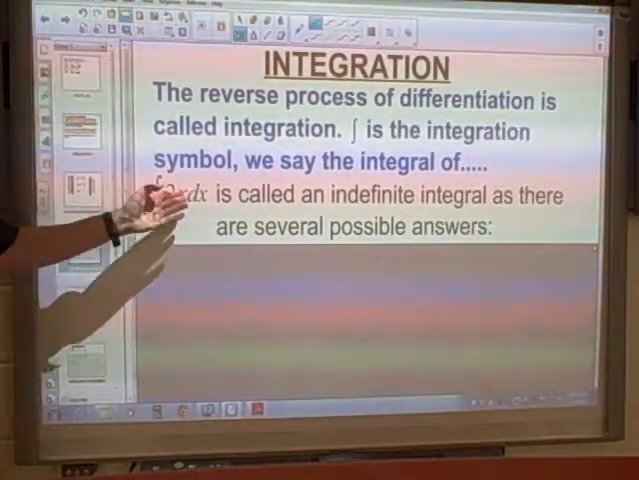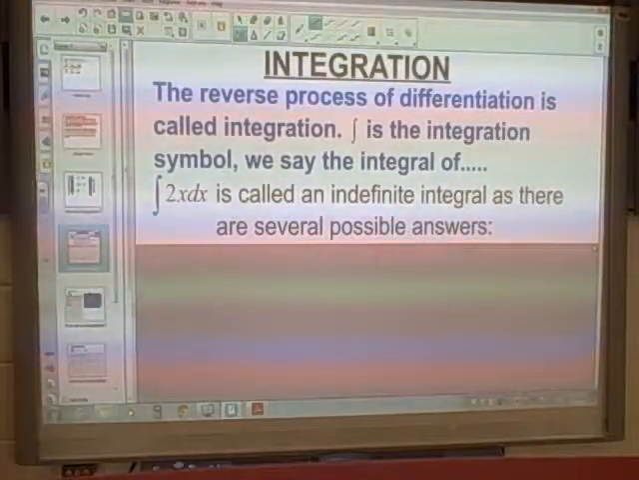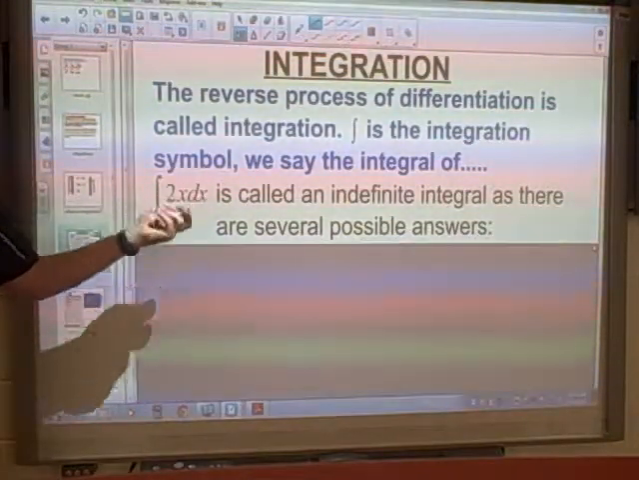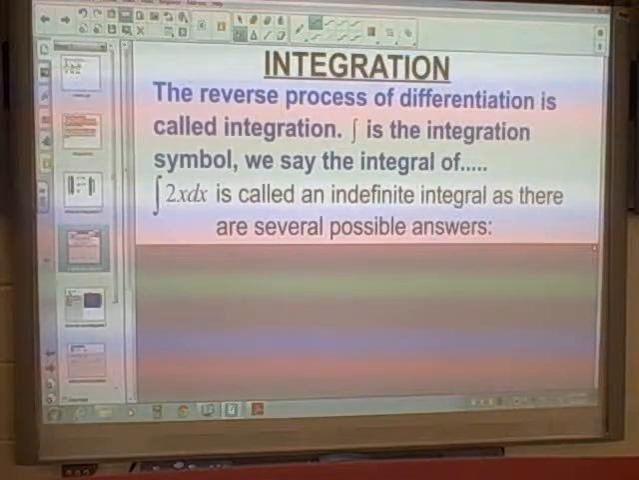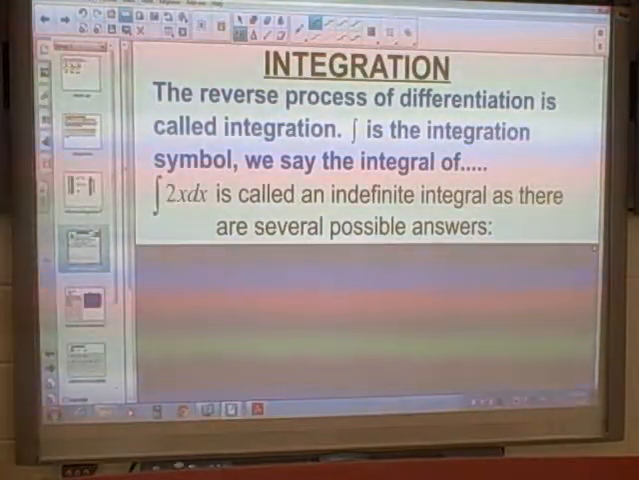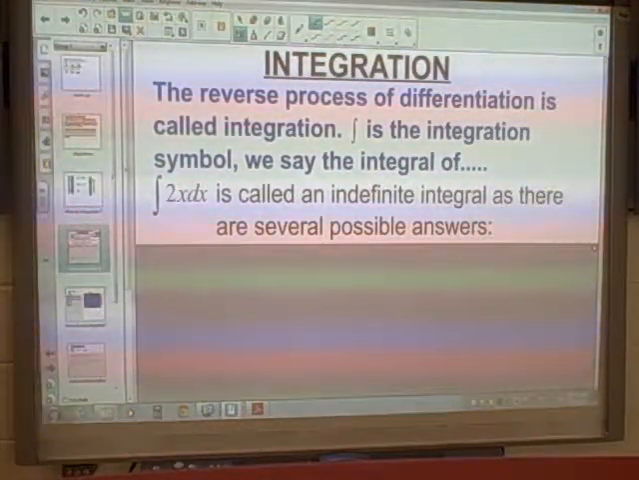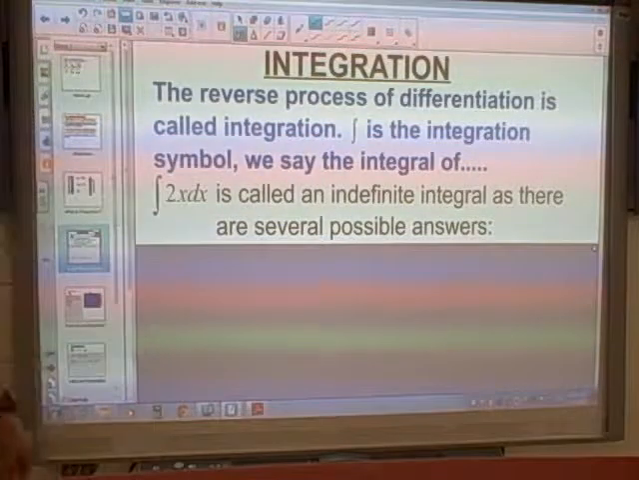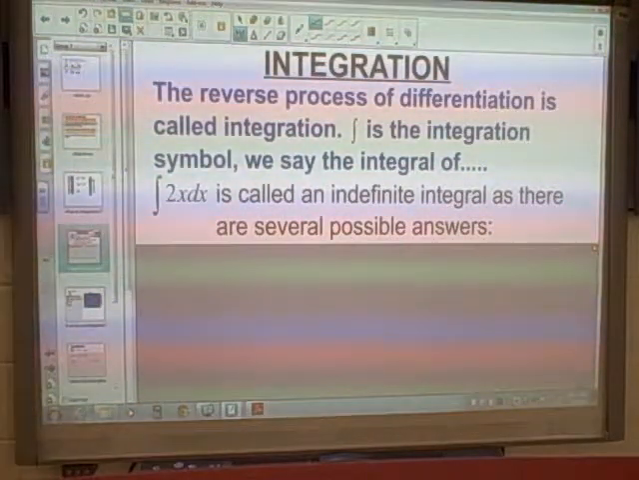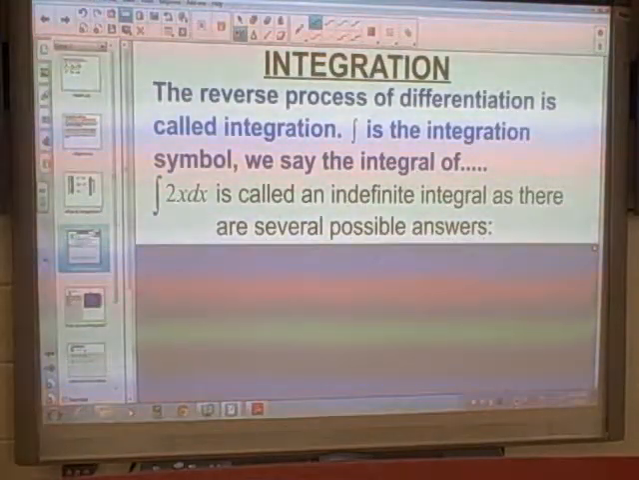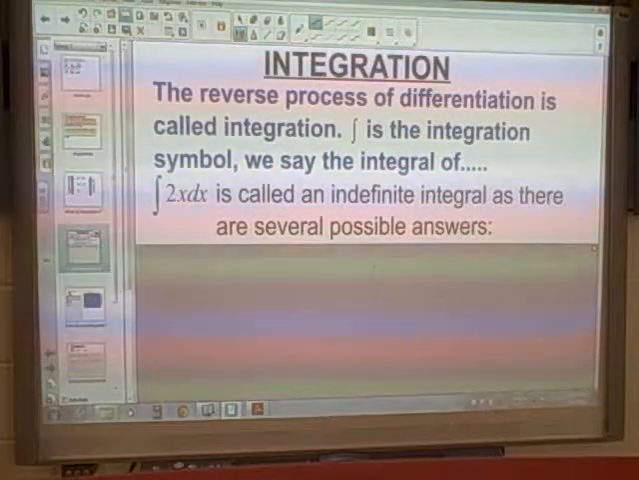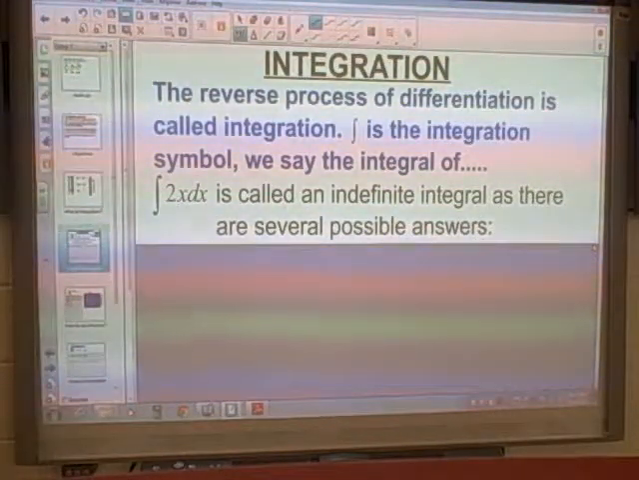So the integral of 2x dx, so we put dx on the end of a question, sort of to show that it's like we've differentiated something that has an x in it, and we've got 2x. What is the original question? So it's called an indefinite integral, as there are several possible answers. Like you saw in the very last one, it could be like plus 1 on the end, plus 2, minus 1, minus 2. We don't exactly know what it's going to be.